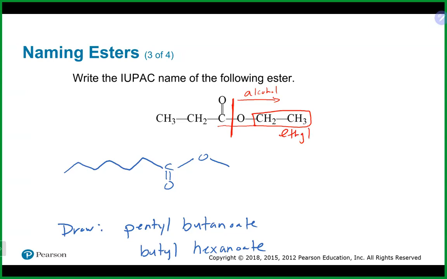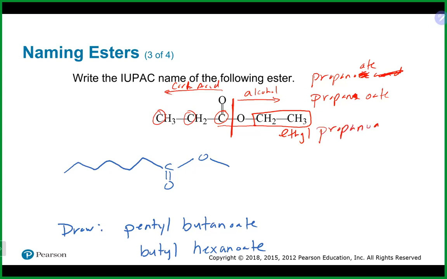Heading the other way, away from that single bonded oxygen towards the double bonded oxygen is our carboxylic acid. In this case, it's 1, 2, and 3, which is really based off of propane. You could drop the E and put OATE at the end, or it's really propanoic acid, where you get rid of the IC acid and just put OATE at the end of it. Whichever way you want to do it, you should end up with ethyl propanoate. Any questions on that particular one there?